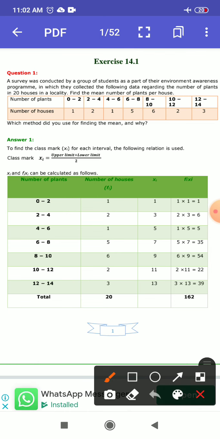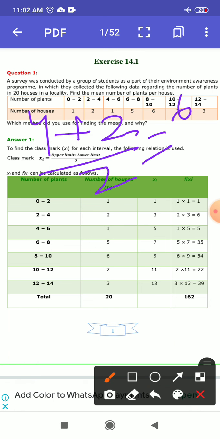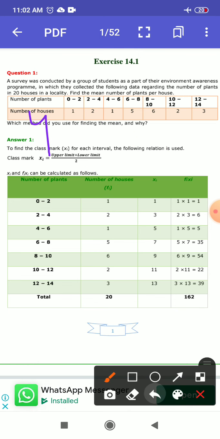The upper limit is 4, so (4 + 2)/2, that means 6/2, that means 3. So we have to write this here. This is your 3. Now you have to calculate the next value with the help of this formula.